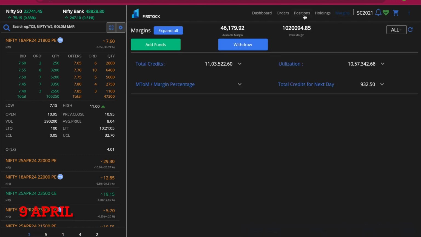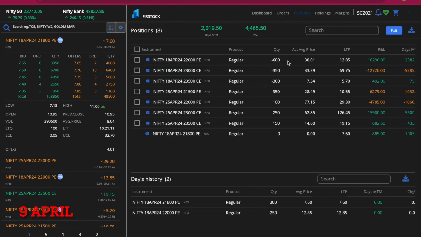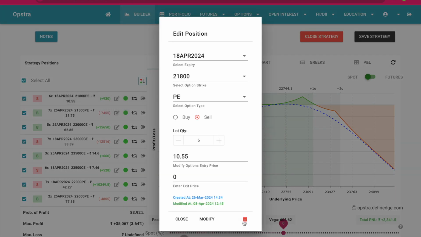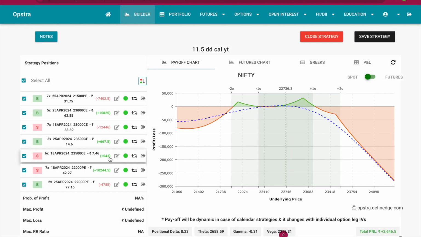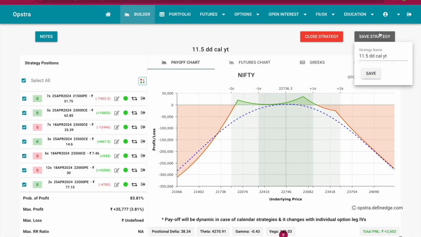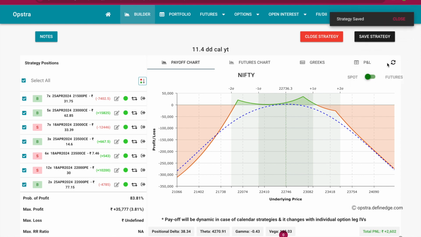So I think this was okay. 600 at 30. 600 at 30, and we can book this completely. 600 is basically 12 lots. 22,000 is 12 lots at 30, and here is the 30. If I save the strategy now, effective VIX has actually come down.